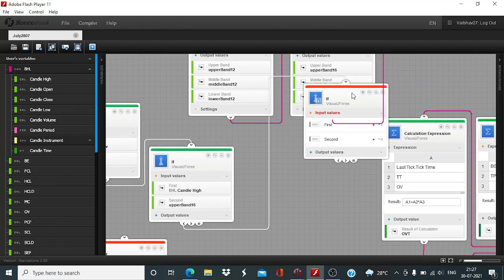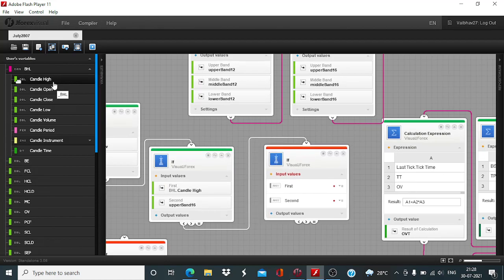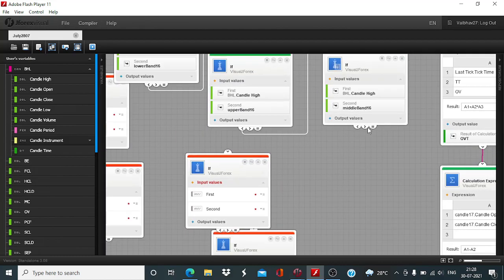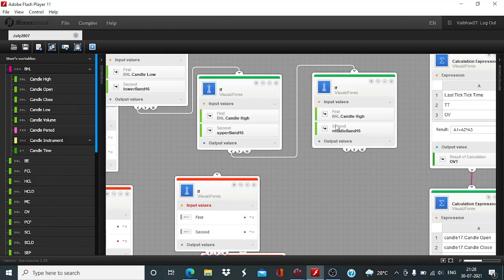We are also going to need to compare VHL candle high with the middle band, and in this instance we will need the high to be greater than the middle band. So first input greater than second input.